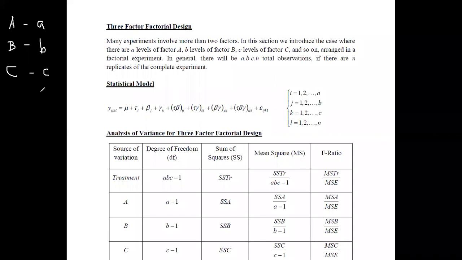And for each combination, we have n observations. Therefore, we can say the total number of observations will be a × b × c × n. This is how we get the total number of observations, because n replicates are used in each combination.